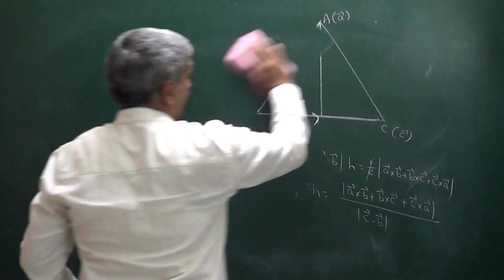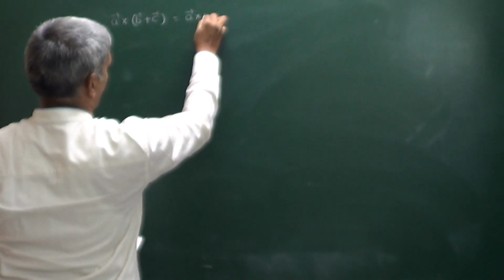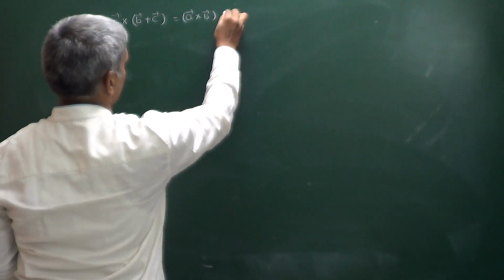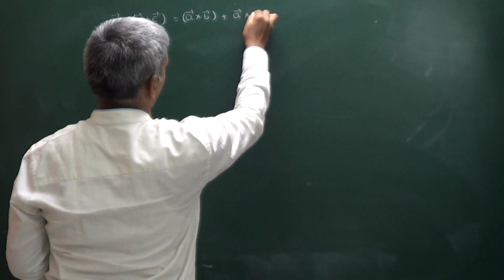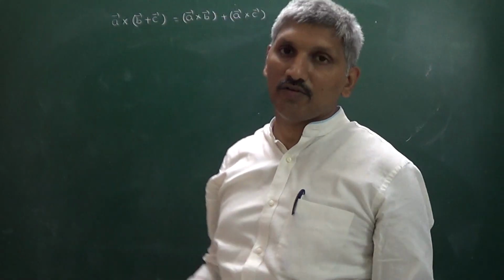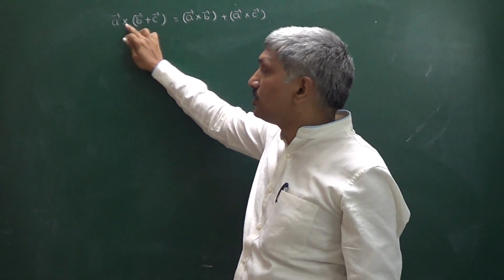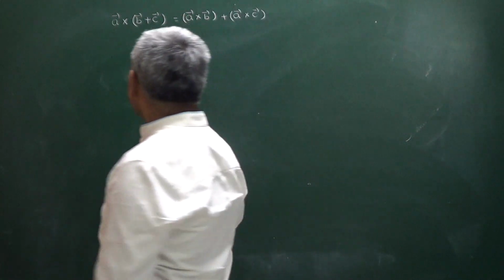So one more question, or I can say it is a property. Just I am discussing, observe here. A bar cross (B bar plus C bar) is equal to A bar cross B bar plus A bar cross C bar. That we want to prove, right? Because it is given in the NCERT textbook also. A bar cross (B bar plus C bar), that means distributive. Okay, so how to prove this?